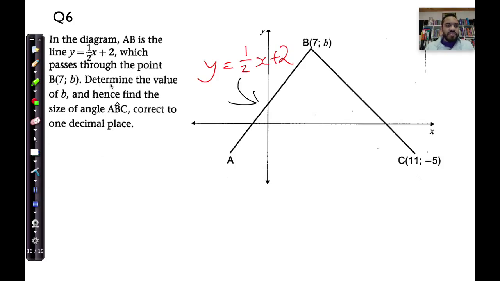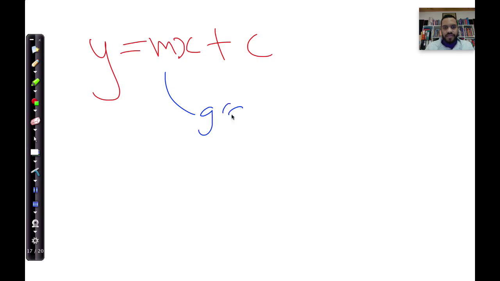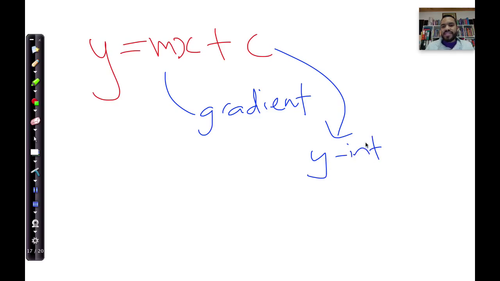So before I continue, I actually want to remind you about some things about straight lines, right? And if you remember, we've got a general formula for a straight line, which says that y is equal to mx plus c. Now when you think about this, the y is equal to mx plus c is the general formula of a straight line, where m is the gradient, and c happens to be the y-intercept, right? Now the y-intercept is where something cuts the y-axis.